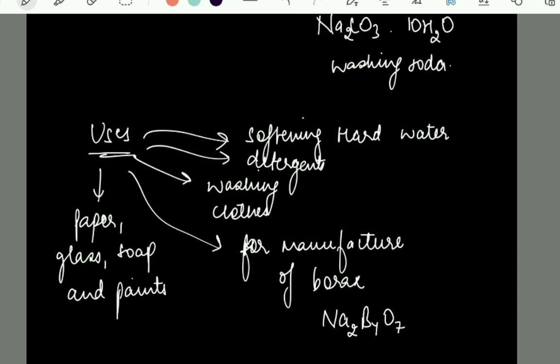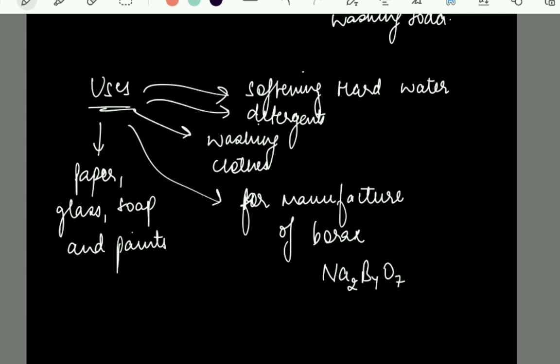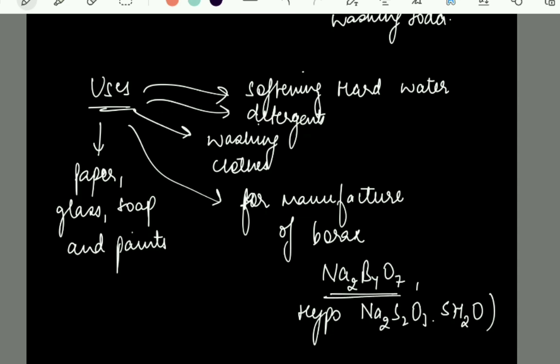So borax is Na2B4O7. Boron compounds are very much useful, specifically boric acid. It's very much useful for your eye drops. It can be used over there. It's a very weak acid. Then for making hypo solution, so hypo solution is Na2S2O3.5H2O. If we talk about borax, we get a hydrated one also. This is the non-hydrated one which I have written. So Na2B4O7.10H2O, this is the hydrated one. So we can have that one also.